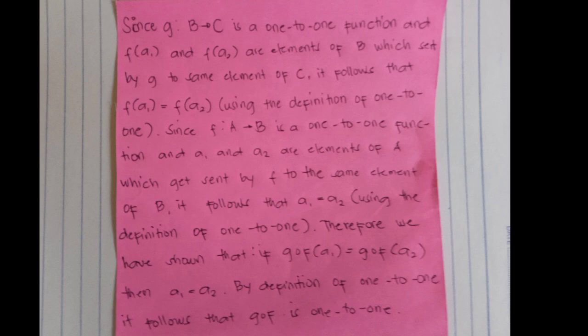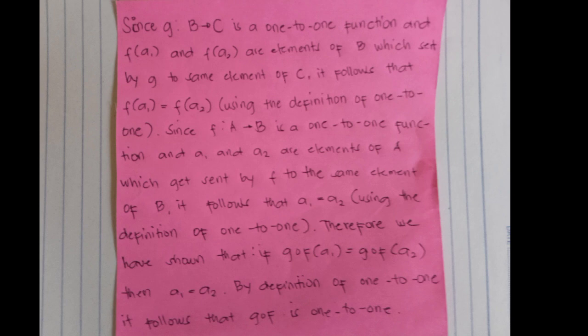Since function f from A to B is a one-to-one function and a1 and a2 are elements of A which get sent by f to the same element of B, it follows that a1 is equal to a2 using the definition of one-to-one. Therefore, we have shown that if g(f(a1)) is equal to g(f(a2)), then a1 is equal to a2. By definition of one-to-one, it follows that g of f is one-to-one.